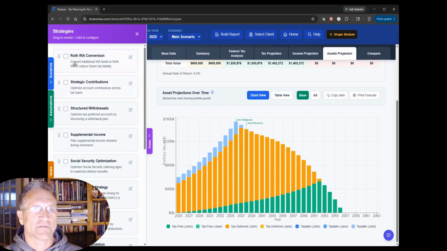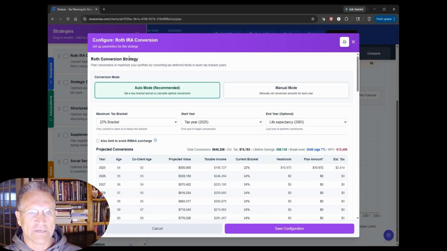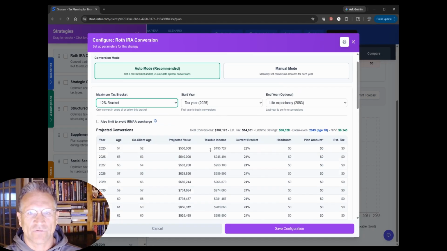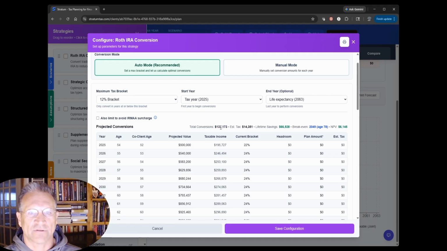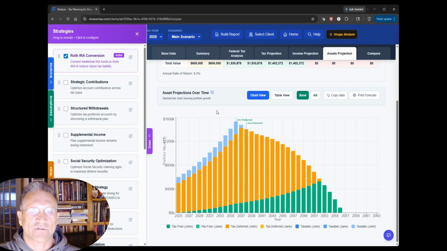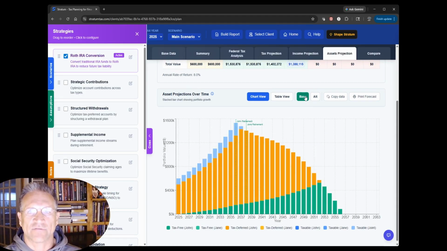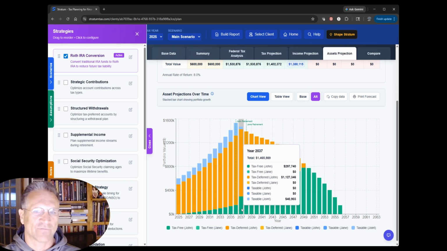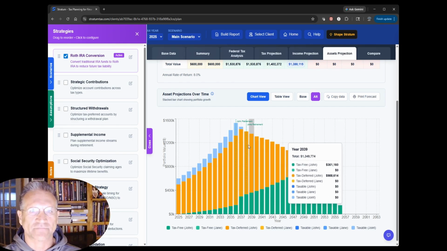Let's do one thing. Let's look at what a Roth conversion might introduce. Let's go ultra conservative with a 12% max limit. And that results in about $137,000 of conversions with a $14,000 tax. That saves us $66,000 net in nominal terms with a net present value of $6,000. So let's go with that. Let's see what that does. Notice I'm looking at the base view. If I swap that over here, I can see those Roth conversions hitting right there.